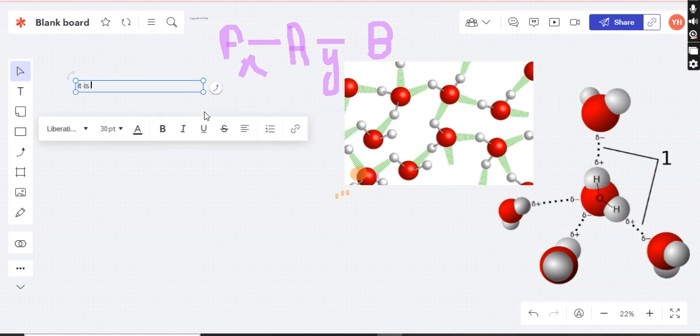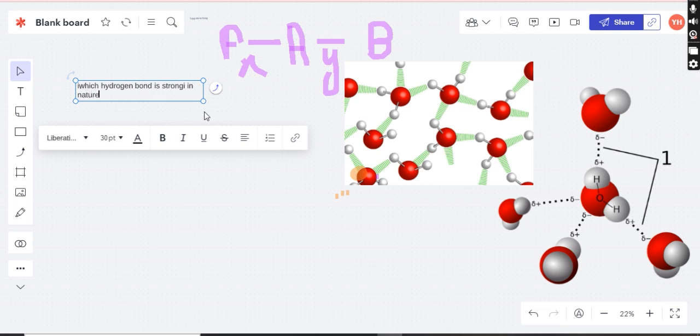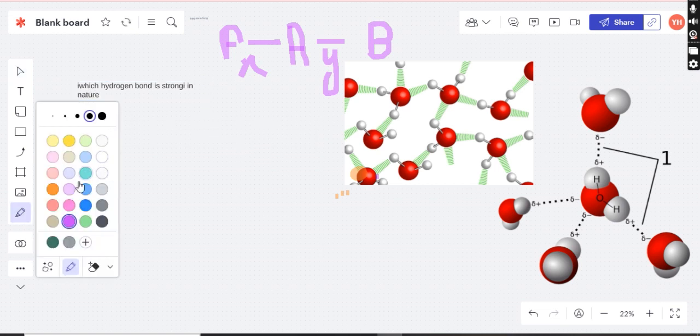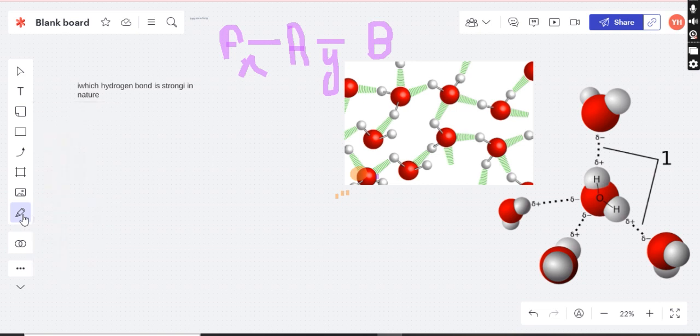They are asking which hydrogen bond is strong in nature. They have given three molecules here. Let's get a highlighter for it. Let's use yellow so it's prominent. Is it visible? Yes, it's visible. So first is hydrogen, and then fluorine, making a bond.